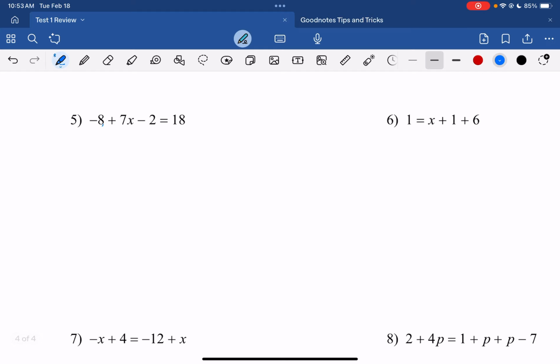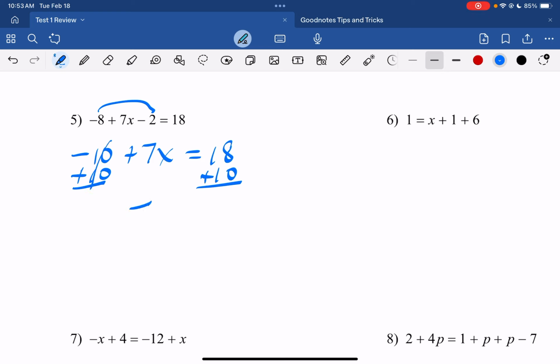Okay, we're going to combine like terms if possible. So we have a negative 8 with a negative 2. That will be negative 10. Plus 7x is 18. We'll add 10. Because this is now a two-step equation, there's 0. So 7x is 28. And divide by 7. So x is 4. 28 divided by 7.